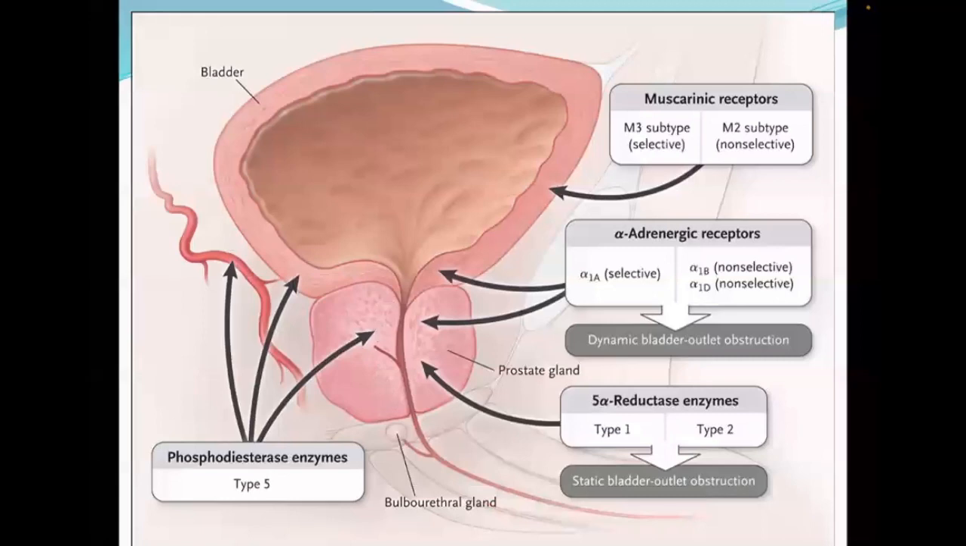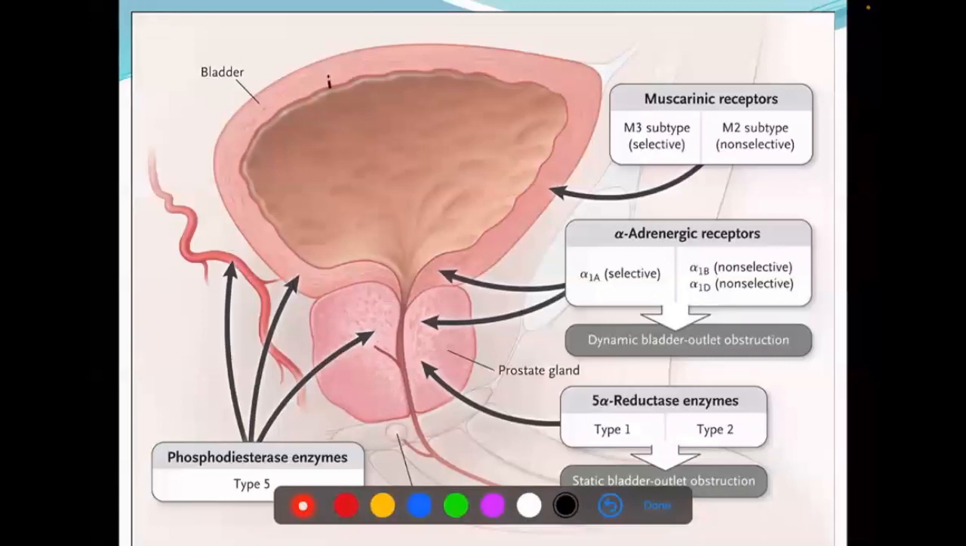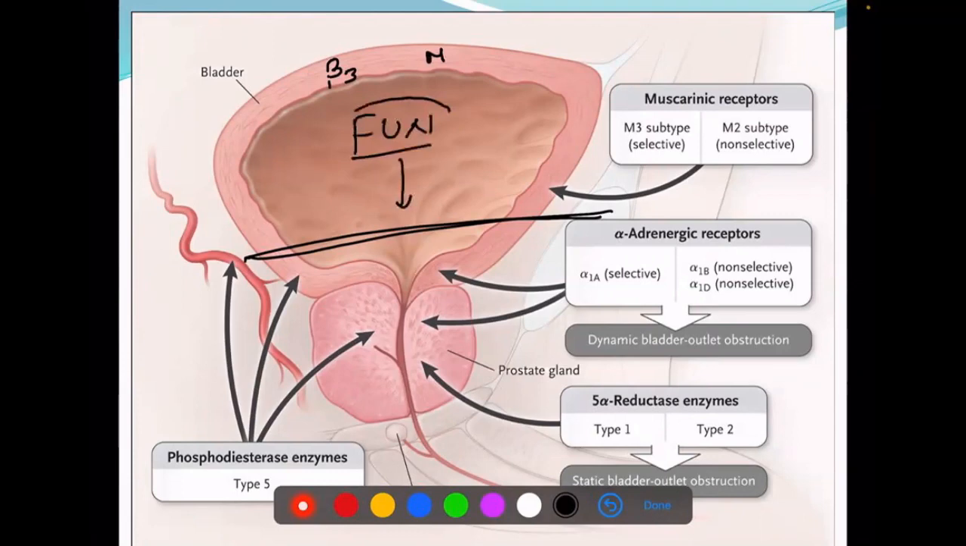Okay. And last but not least, we have beta 3 receptors and M receptors in the bladder muscles, in the upper part of the bladder, not at the neck. These areas have these receptors. For patients who have irritative features like frequency, urgency, nocturia, along with BPH, if they are very bothersome, with tamsulosin we can add either mirabegron, that is a beta 3 agonist, or an anti-muscarinic like solifenacin, darifenacin, or tolterodine.